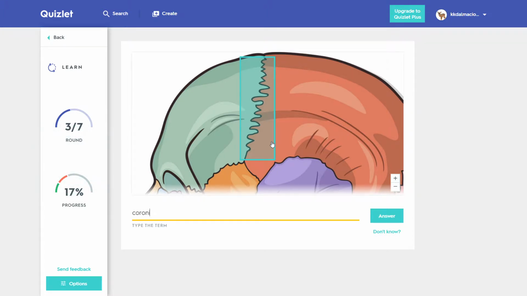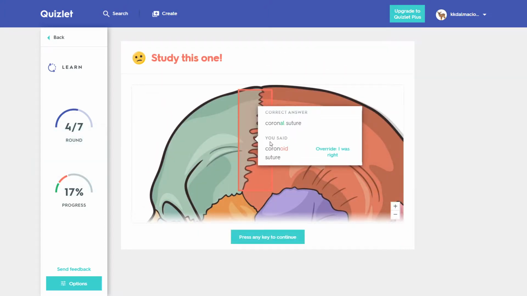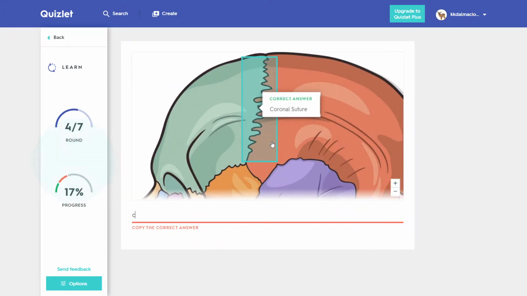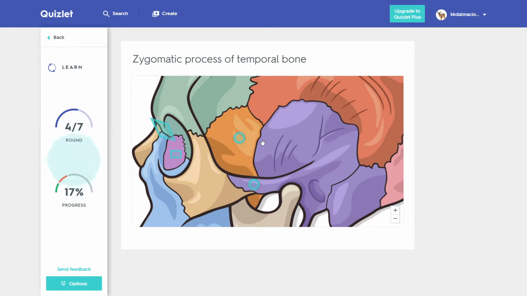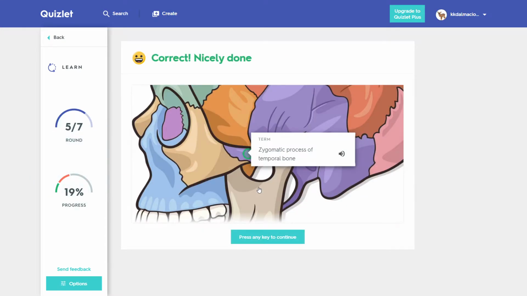I believe this is the coronoid suture. I believe that's the name. Coronal suture. You know what? Spelling is important in things like these, so I'm going to have to go for that. Zygomatic process of temporal bone. Okay, this is usually close to the cheek, so I'm going to have to go with, okay, our temporal is right there. I'm going to go with this one. Yeah, closest to the cheek.